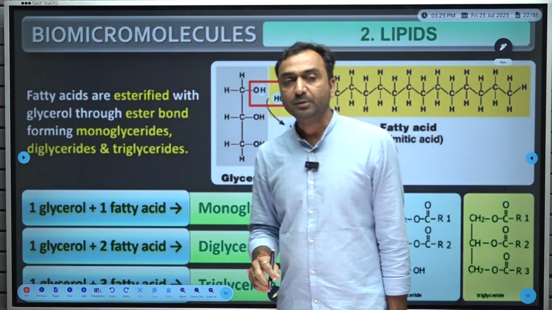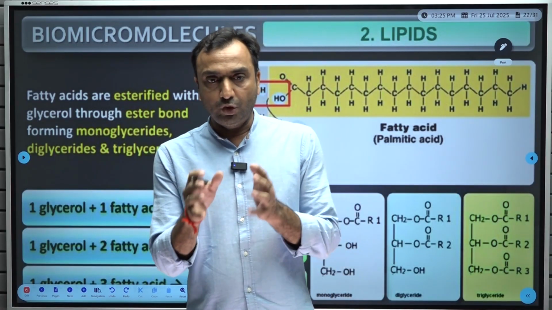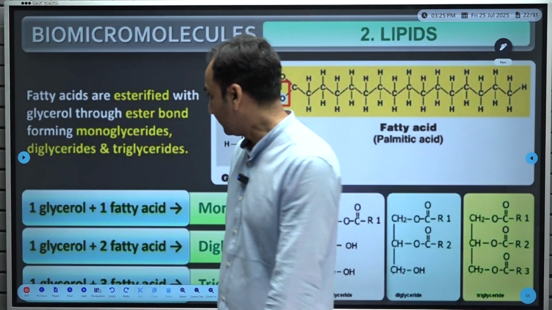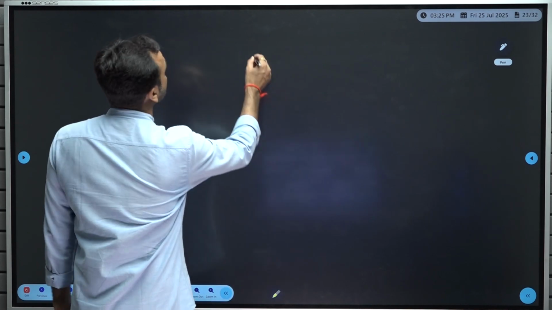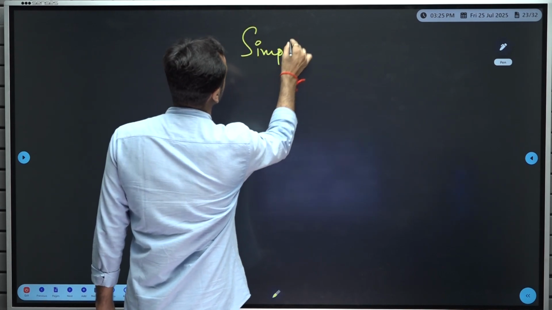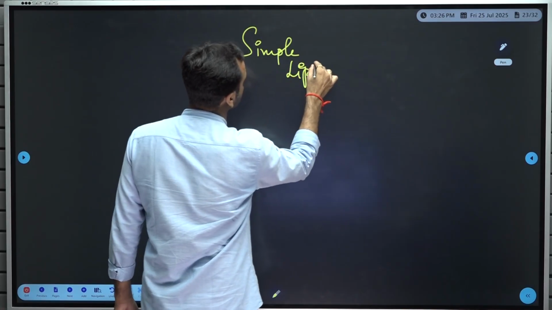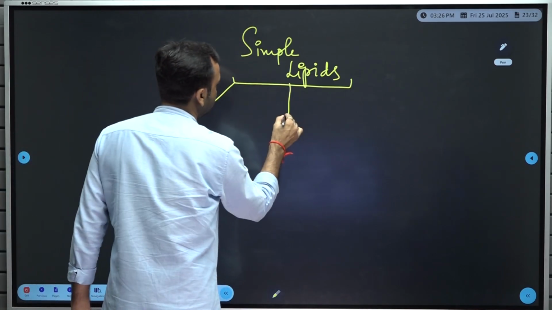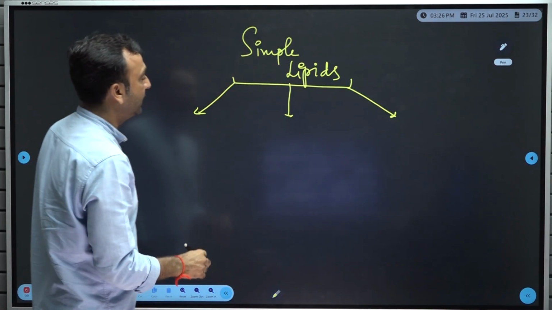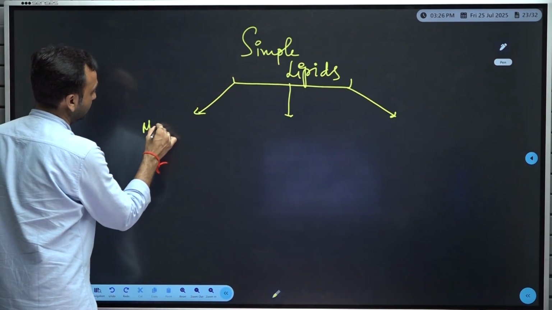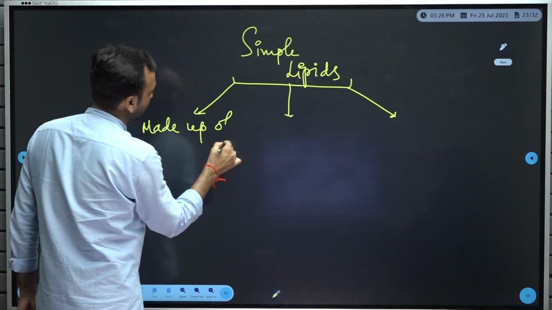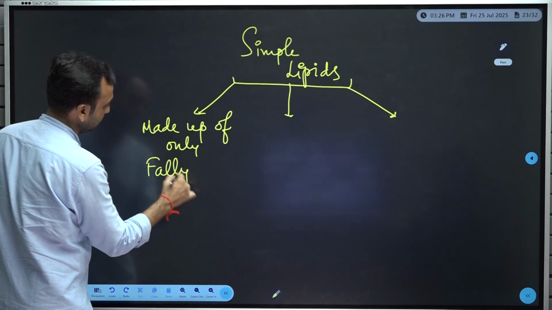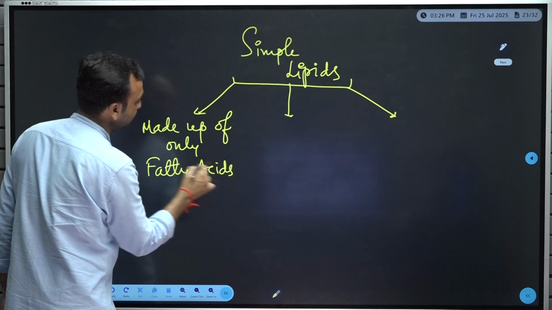Okay. Now comes 1, 2. First is fatty acid. Second is glycerol. So with that respect, simple lipids are divided into 3 subcategories. First, made up of only fatty acid. So fatty acids are all simple lipid.